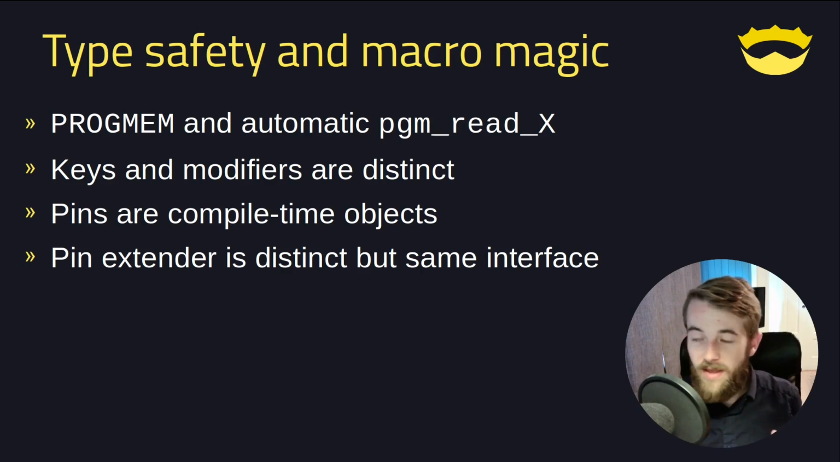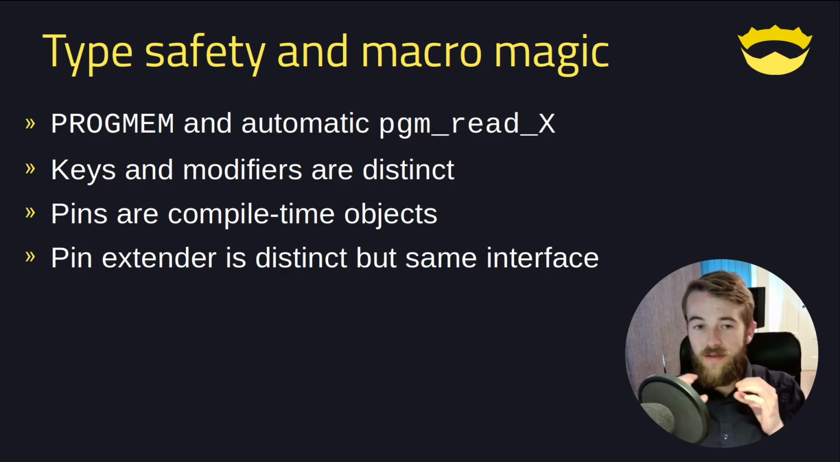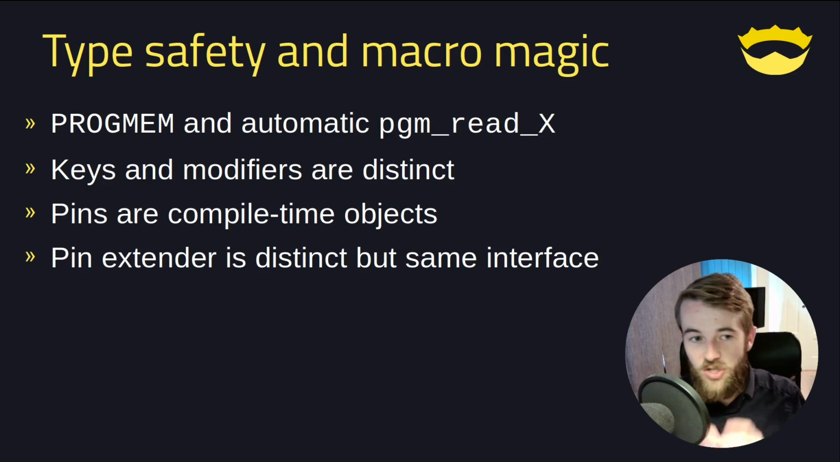But if I store an array of PROGMEM stuff, I have also overloaded the array access function, which then automatically calls pgm_read_X, which means that turning stuff into PROGMEM is just like a drop-in replacement. You just change it in your definition, and all of a sudden it uses a different read function, and all of that happens automatically for you. So the code is super readable still, but now you're storing it in a different part of memory, and it's all type safe, so you can't mix and match by accident.